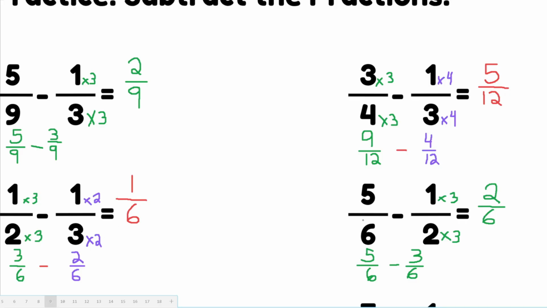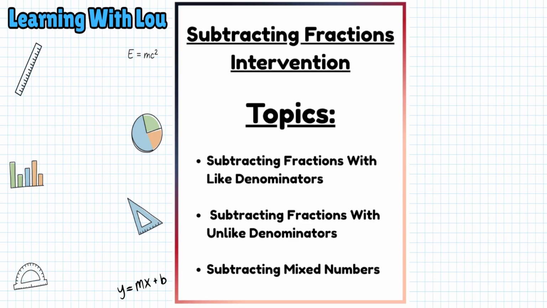Then for the last one, my lowest common denominator between 6 and 2 can just stay 6, so I left my 5/6 alone. I multiplied my 1 and 2, my numerator and denominator, both by 3 to get 3/6. Then I subtract. 5 minus 3 gives me 2, so my final answer is 2/6. And that's how you subtract fractions that have two different denominators.